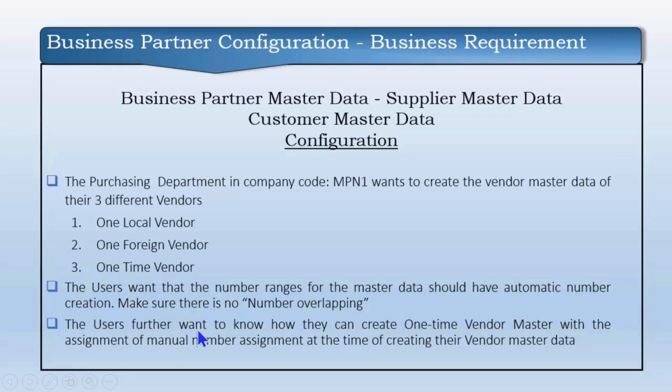Users of the purchasing department further want to know how they can create a one-time vendor master with manual number assignment at the time of creating the vendor master data. For one-time vendors, the company will not have any agreement or contract with them. The company rarely requires any material or service, and it is not repeatedly done. In that case, they'll create a one-time vendor, and the purchasing department users want to have a manual number assigned.